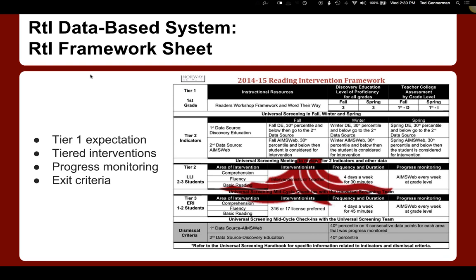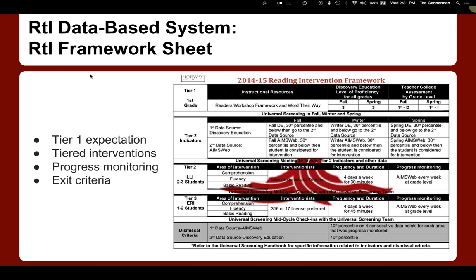Then what this framework sheet articulates is our Tier 2 intervention as well as Tier 3 intervention. In each of those areas, what you'll see is an area of intervention that the intervention is focusing on, so comprehension, basic reading, fluency, along with who is providing the intervention, the frequency, duration of the intervention, the progress monitoring. And through K-8 throughout our system, we use AIMSweb to monitor progress weekly. At the high school this year, we have STAR as the universal screener and progress monitor.